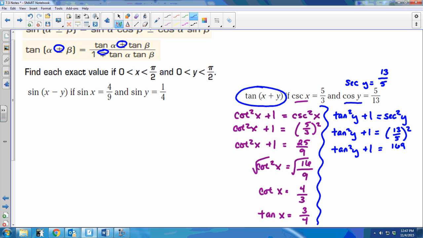So we have 169/25. We got to subtract 1. So that's 25/25, so that's 144/25. And you got to take the square root. So that's 12/5. Now you have tangent of x, which is one angle, and tangent of y, which is another angle.